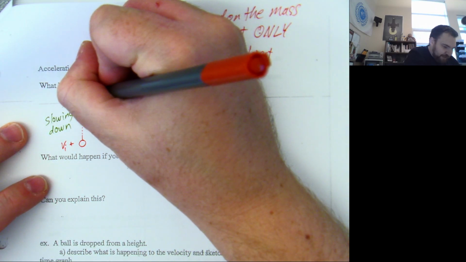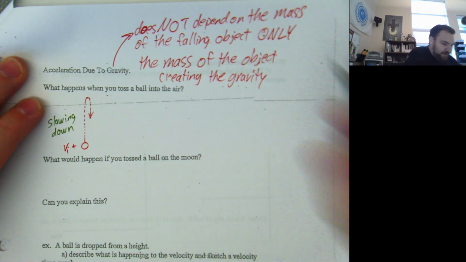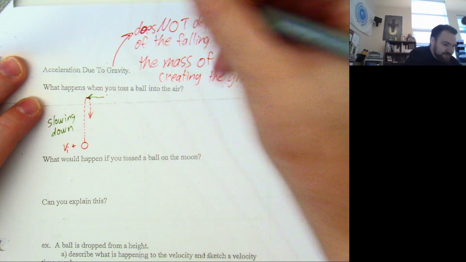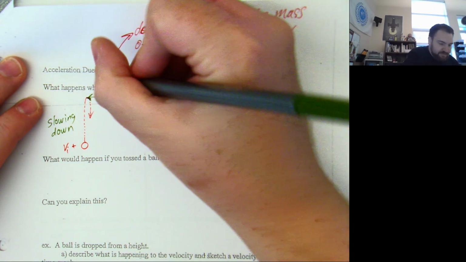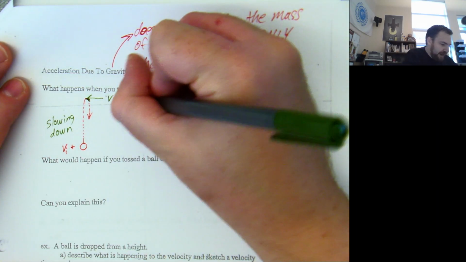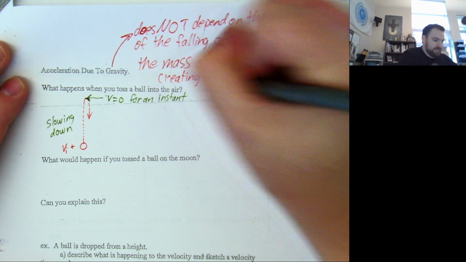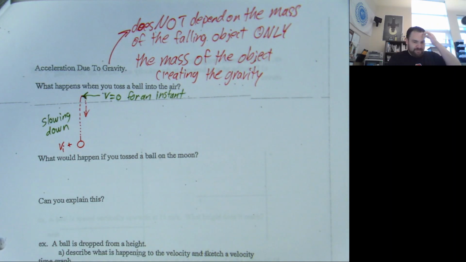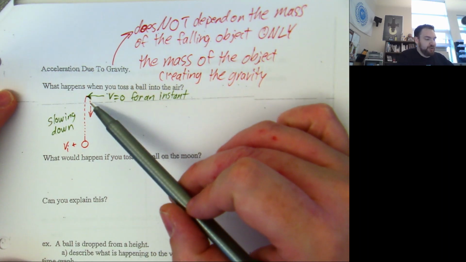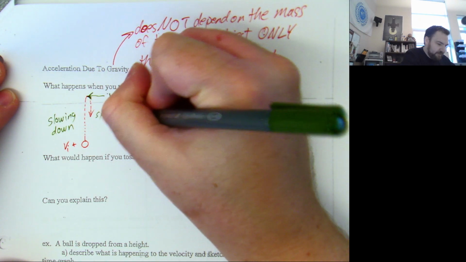And then the ball is going to turn around and fall back down. At this moment, whatever it is, V is equal to 0 for an instant. And then it starts to fall. It starts to speed up, going down.